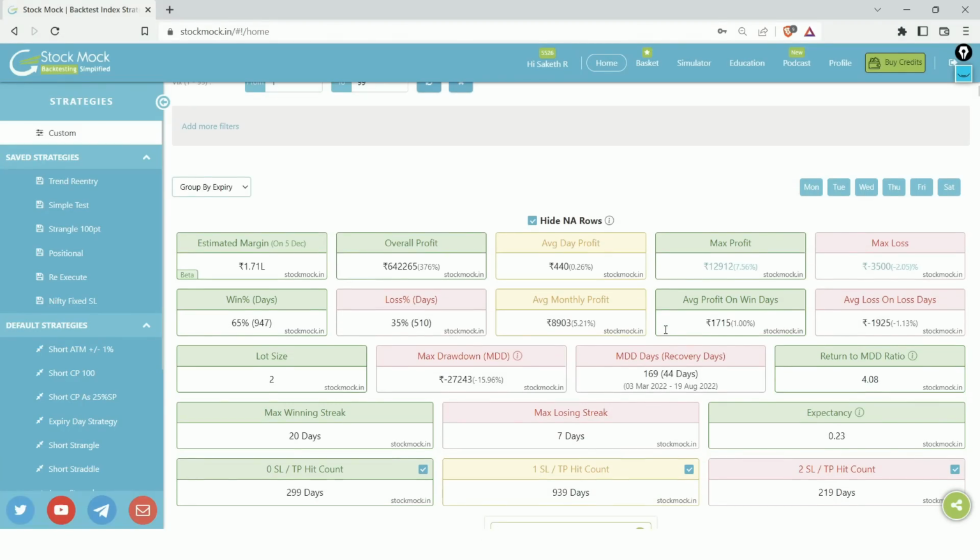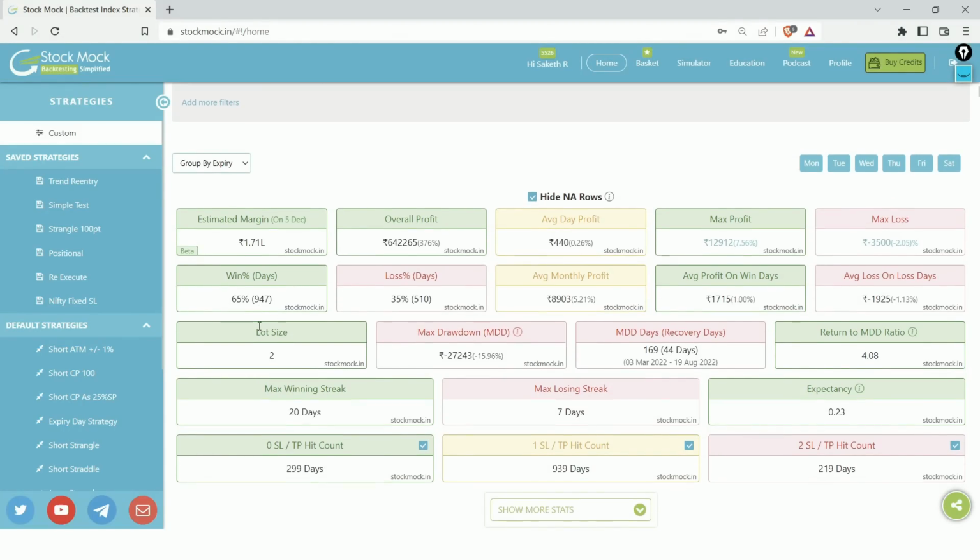So here we have the strategy summary. Totally, you can see that this strategy has run for 947 plus 510, which is around 1557 days. Out of 1557 days, you can see that on 299 days no stop loss has been triggered, and on 219 days two stop losses are triggered. That means both the stop losses are triggered. So this is for the overall strategy.